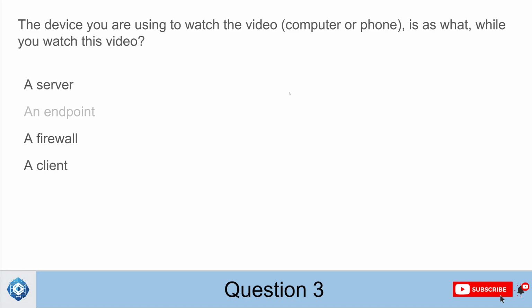We can start by eliminating an endpoint. Now again, an endpoint is anything really on the network, but not the best answer for this question. Eliminating a firewall. Again, a firewall is a security appliance. Maybe your computer has a built-in firewall that it's using, but it's not required to watch this video, so that's not the best answer. And finally, we can eliminate a server, leaving a client.